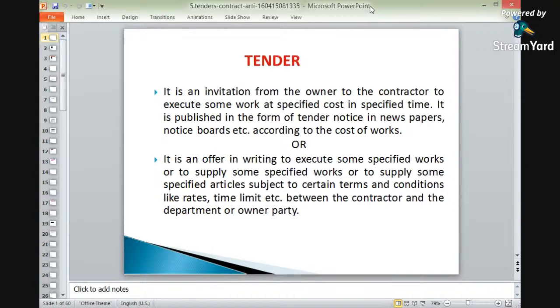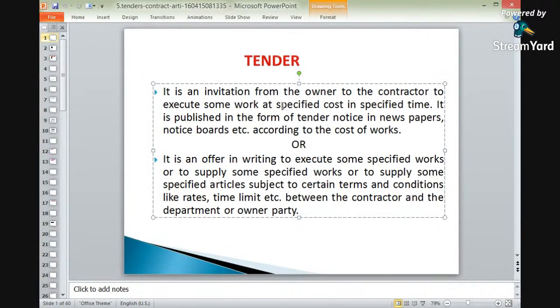What is a tender? It is an invitation from the owner to the contractors. We are inviting the expert contractor in order to execute a particular type of work. So it is nothing but an invitation from the owner to the contractor to execute some work at a specified cost in a specific time. These two things are important: a specific cost and a specific time.